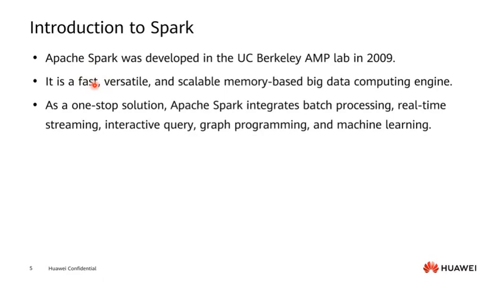Besides, as we mentioned before, Apache Spark is a one-stop solution that integrates batch processing, real-time stream processing, interactive query, graph computing, and machine learning. These powerful functions help Spark satisfy different needs in different scenarios. Let's review the features of Spark: really fast, versatile, and scalable. Most importantly, it's an in-memory computing engine.